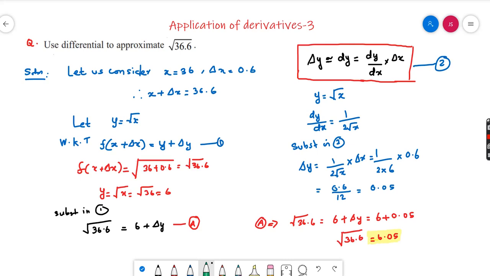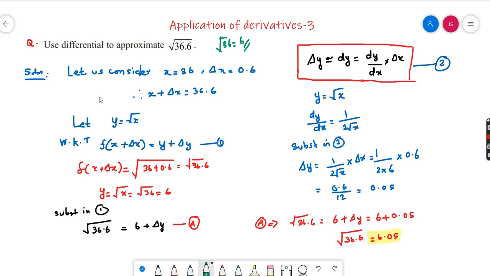Problem from application of derivatives, and in this video we are going to see a simple problem to approximate the value using differentiation. The question is, use differential to approximate square root of 36.6. We all know what is square root of 36. It is 6. But what is square root of 36.6? It is a little difficult to find. So for this application we are using differentials.